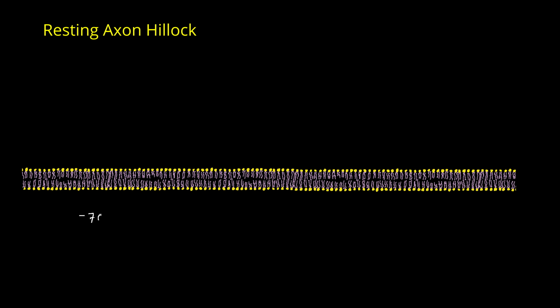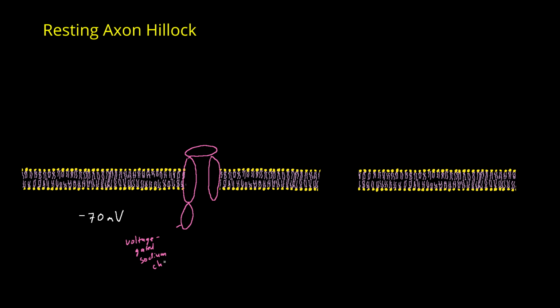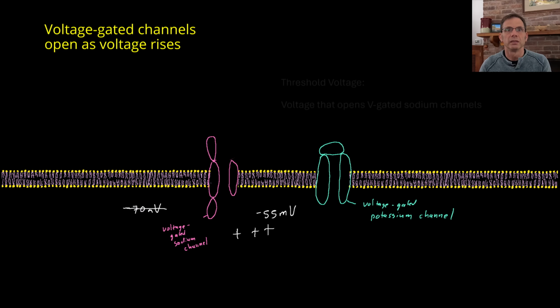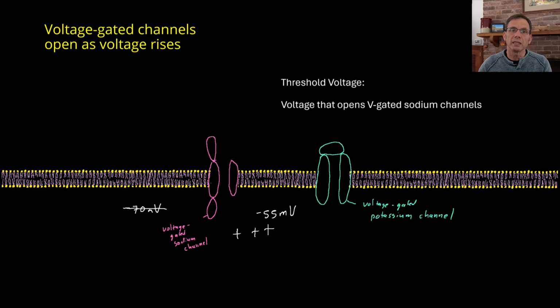The resting membrane voltage at the axon hillock is about negative 70 millivolts. In the membrane in this area, we see voltage-gated sodium channels and voltage-gated potassium channels. Voltage-gated sodium channels open when voltage inside the cell rises above negative 55 millivolts. We call this the threshold voltage because once the membrane potential rises above negative 55 millivolts, the voltage-gated sodium channels open, and that's what causes an action potential. Let's look a little more closely at how that happens.